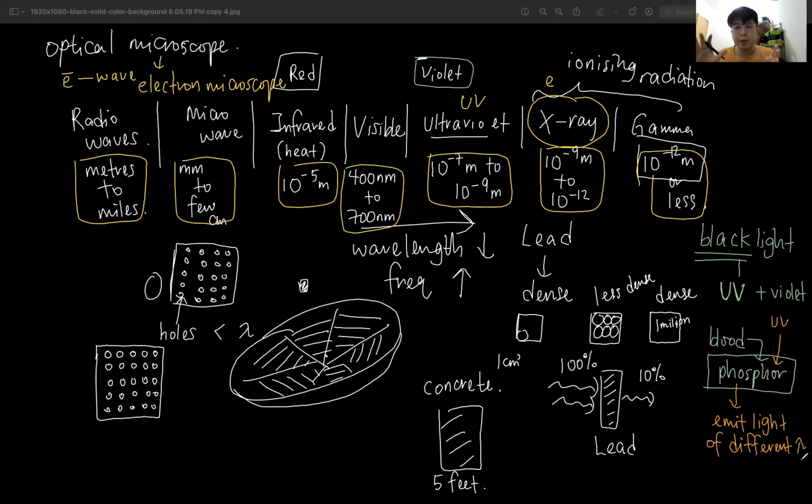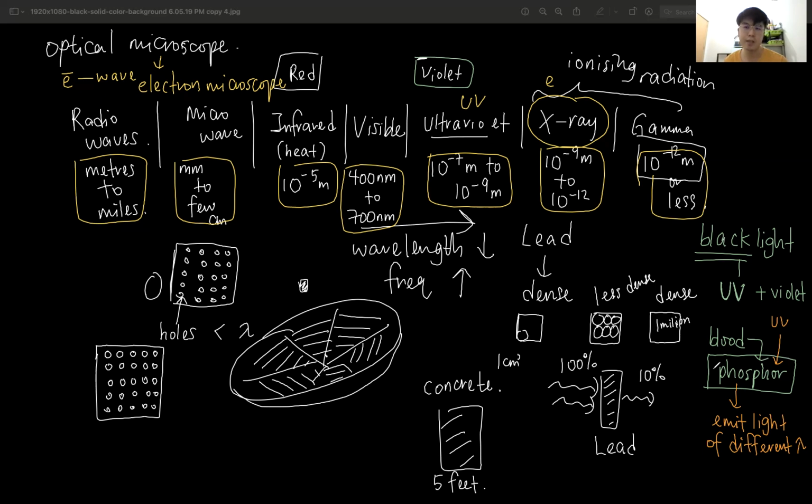Okay, so that means they glow lah. You shine the UV, they glow. The blood glows, the urine glows, all this. So that's how they detect all these evidences. It's because it's like the fluorescence effect.